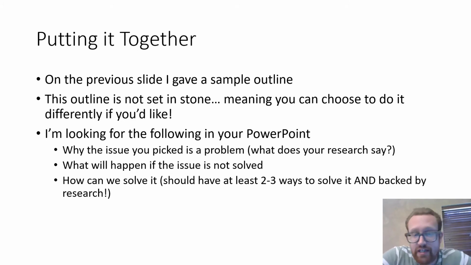Now, on the previous slide, I gave an example outline, but this is not set in stone. The outline I gave you is just guidance. You can choose to do it however you want, as long as you have some of the guidelines that I suggested. Okay. What I'm looking for though is why is the issue you picked a problem, and what does the research say about it, and what will happen if the issue is not solved, and how you can solve it. Those are what I'm looking for. I'm looking for those 3 key details in your PowerPoint about this problem.